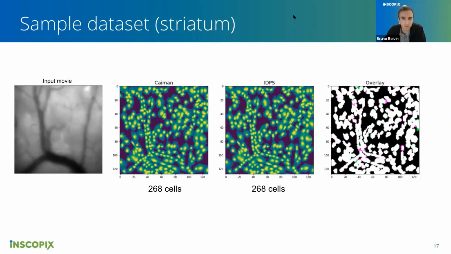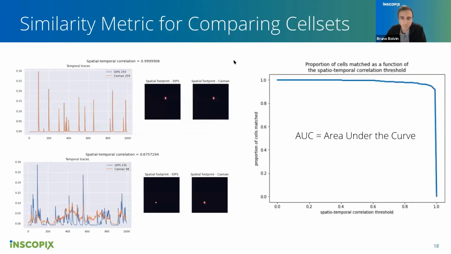One thing that we did in order to more accurately compare the cell sets we were getting with CaImAn versus the cell sets we were getting with IDPS is we came up with a similarity metric. It allows us to compare whether the spatial footprints were similar, and also whether the temporal activity of those two neurons were similar.